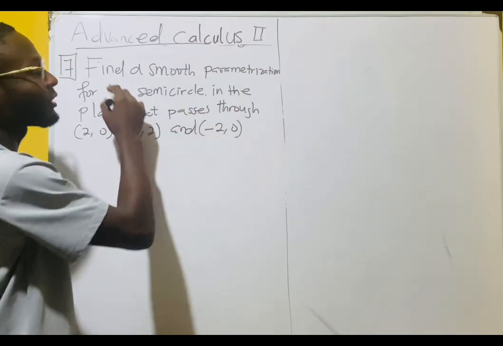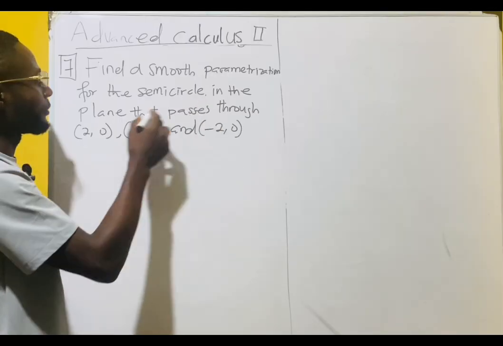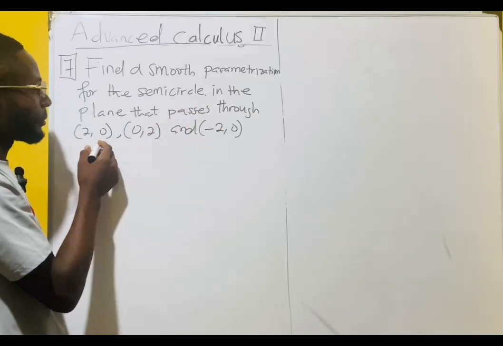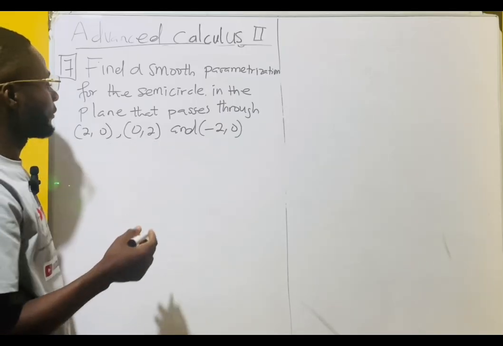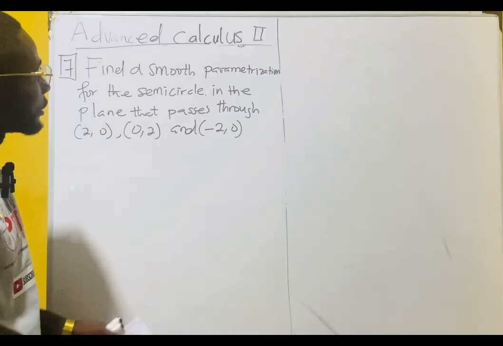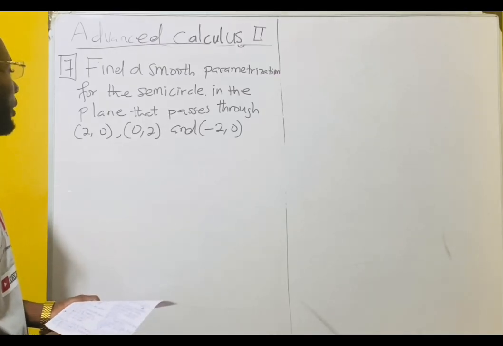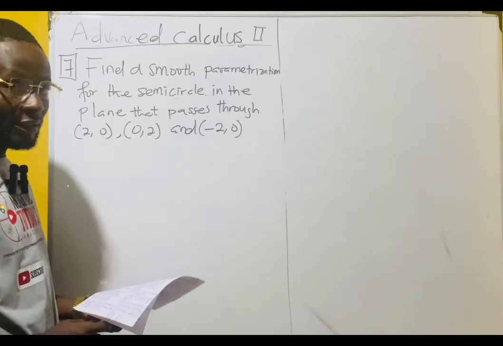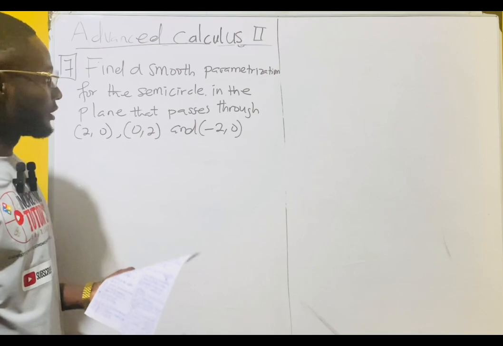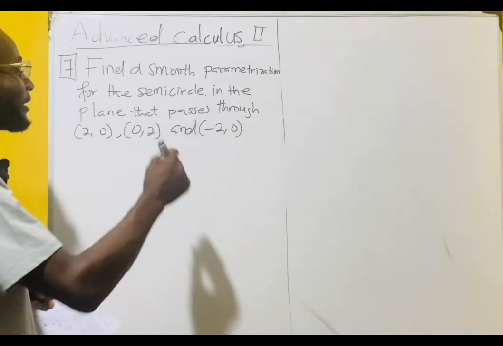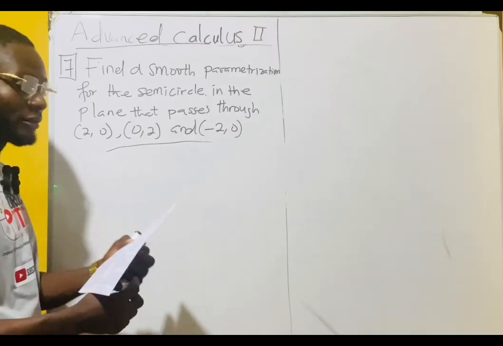Okay, so with question number 7, we want to find a smooth parameterization for the semicircle in the plane that passes through the points (2, 0), (0, 2), and (-2, 0). So we just want to find a smooth parameterization. All right, so you can see that these 3 points will lie on the circle, right?